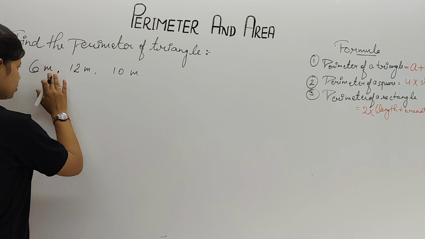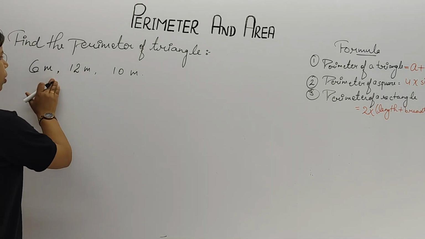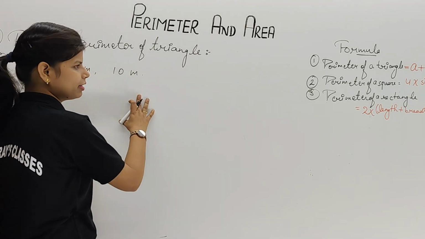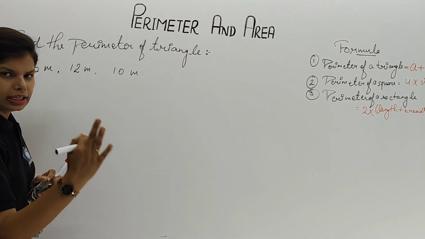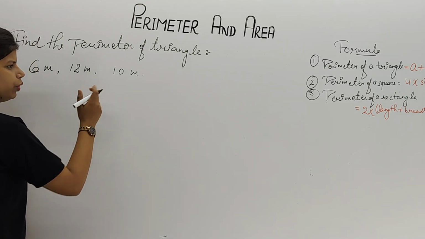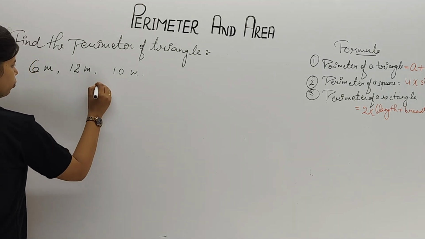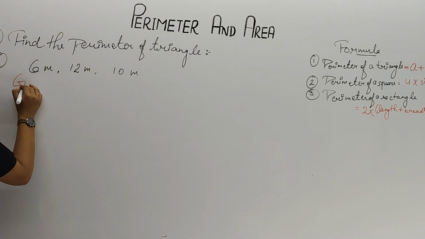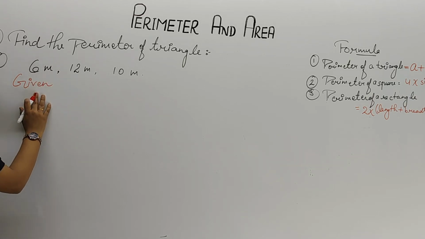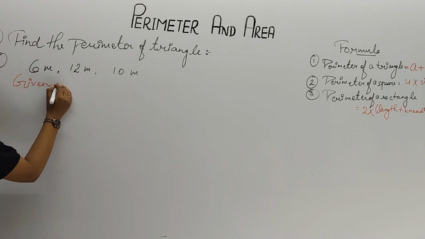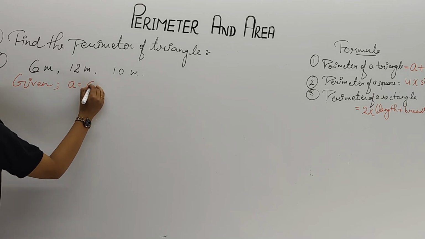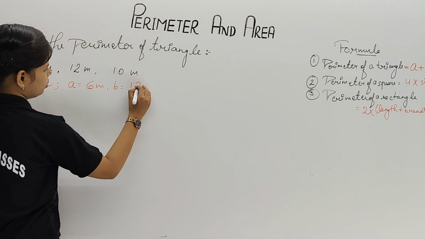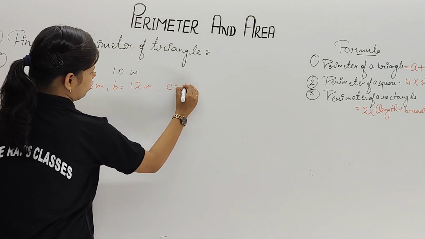Now from here, by seeing this question you can understand this figure is your rectangle, because rectangles have 3 sides. Understood, no? Rectangles have how many sides? Rectangles have 3 sides. So from here, if you want, you can draw the figure as well, or if you don't want to draw, you can simply write in your own words. Given: A equal to 6 meter. You can write next B equal to 12 meter. C equal to 10 meter.